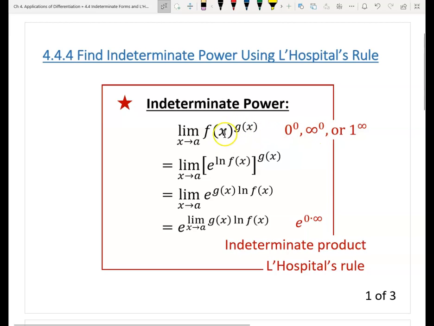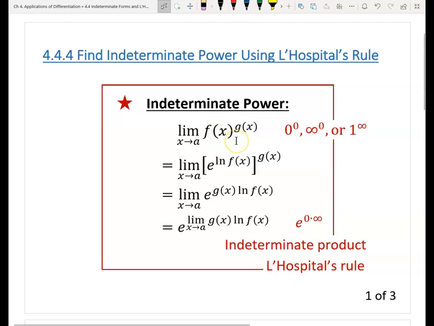The second: if f approaches infinity and the power g approaches 0, which means infinity raised to the 0's power, this is also indeterminate. The last type: if f approaches 1 and g approaches infinity, which is 1 raised to infinity's power, this time we still cannot determine. It's still indeterminate. And you see, now we have big trouble.